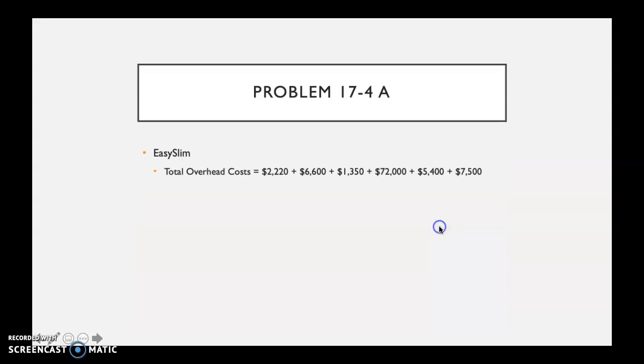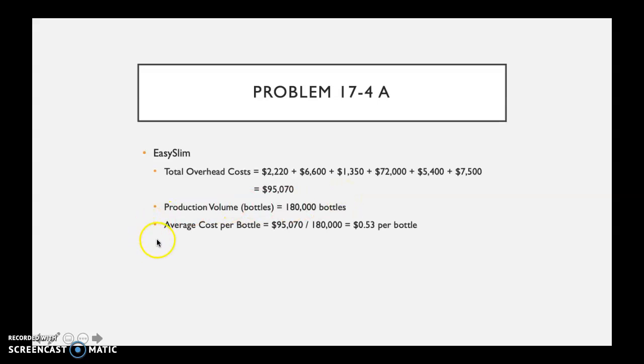So same thing. We need to add all of those 6 overhead costs together to get a total overhead cost of $95,070. With Easy Slim, though, we produce 180,000 bottles. So that average cost per bottle is going to be found by taking that $95,070 in total overhead costs and dividing it by the 180,000 bottles that we produced, and that gives us an average cost per bottle of 53 cents. So again, same thing, just different numbers from the High Voltage drink.